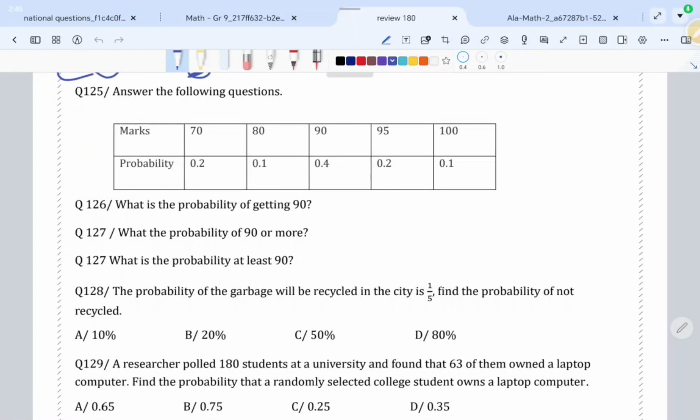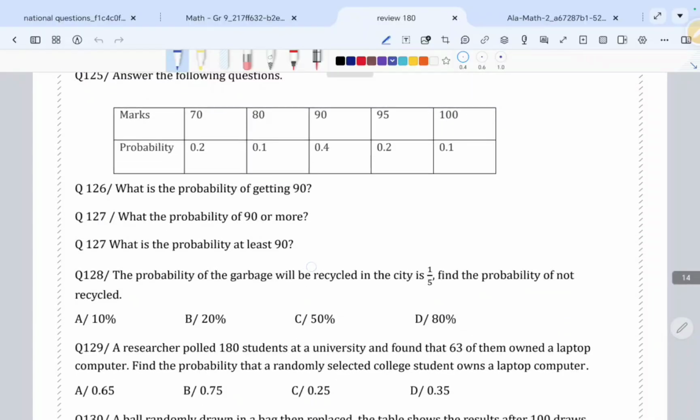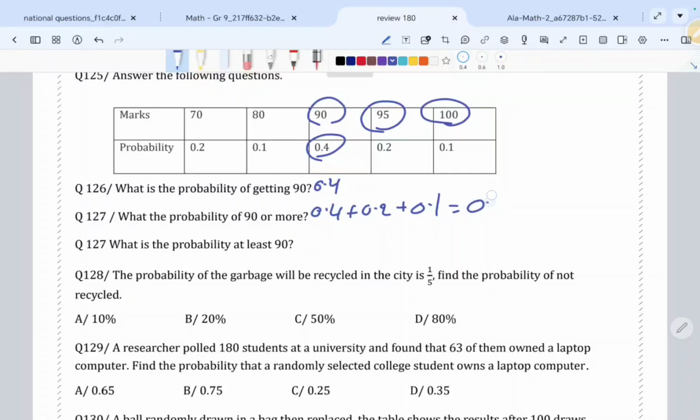Now you have this table. Answer the following questions. What's the probability of getting 90? Exactly 90. So it will be 0.4. Okay. What is the probability of 90 or more? So we will count 90, 95, and 100. We'll say 0.4 plus 0.2 plus 0.1 is equal to 0.7.